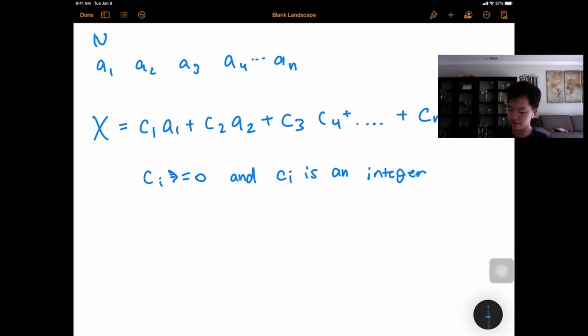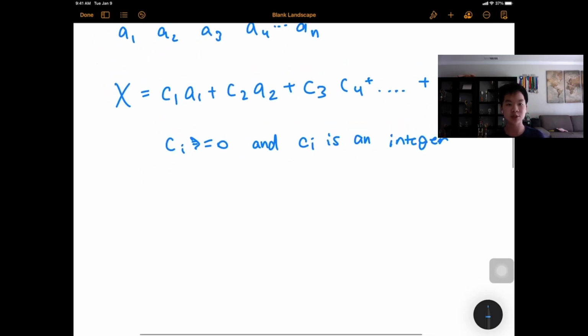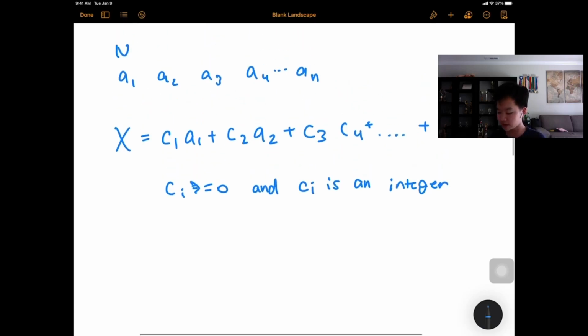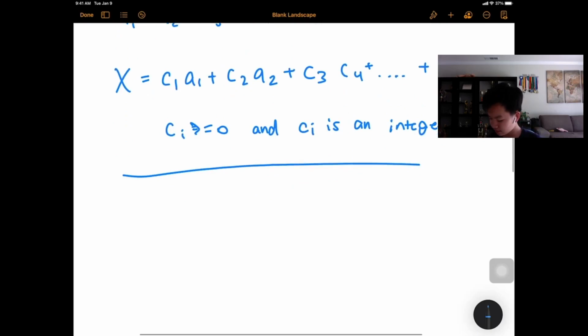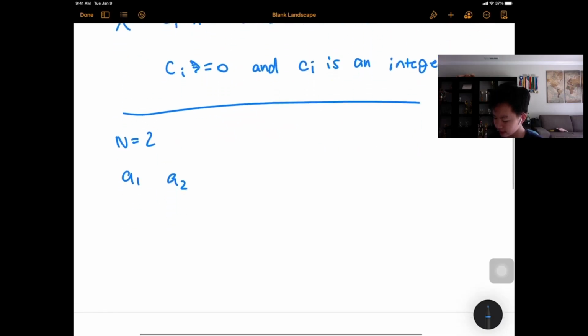Right, so let us define this. What we can do first is solve this problem if we only have two, so let's consider if n is equal to 2. Then we're just going to have a1 and a2. So for a given x, we may have a c1 and c2.